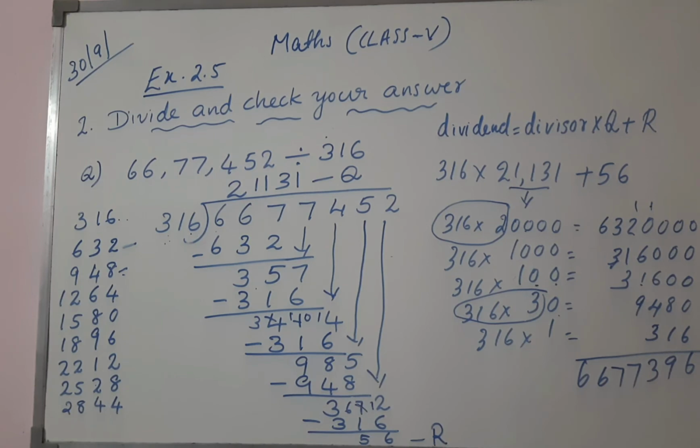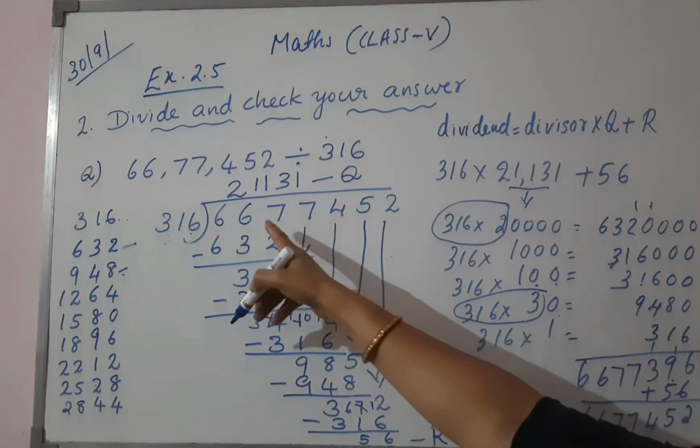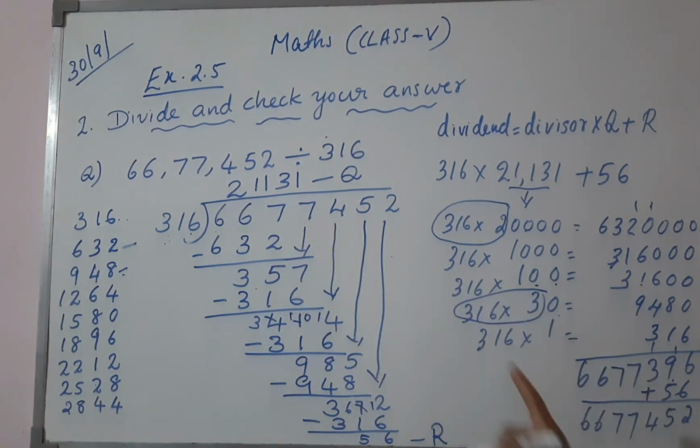Now what is the remainder? 56 is the remainder. So we should add the remainder. While adding the remainder, 6 plus 6 is 12. 1, 9 plus 1, 10, 10 plus 5, 15. 1, 3 plus 1, 4. 7, 7, 6, 6. Check the dividend. 66,77,452. So we got the dividend. So verified. The answer is verified.